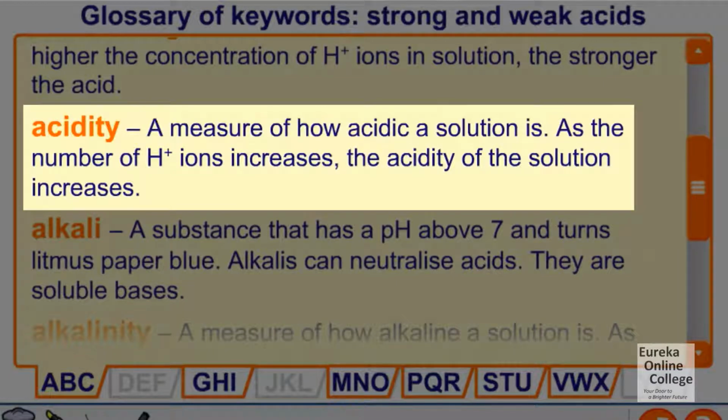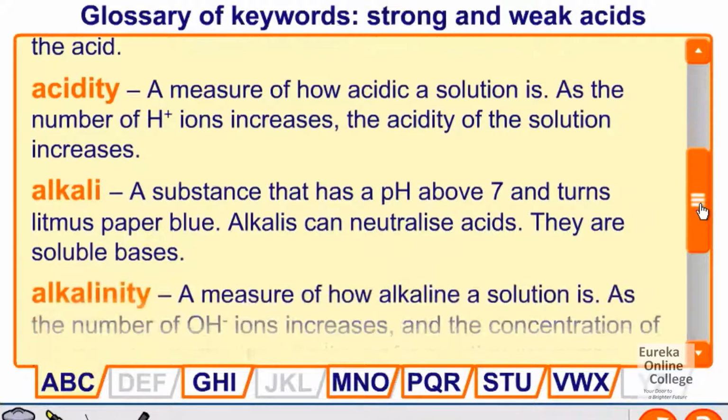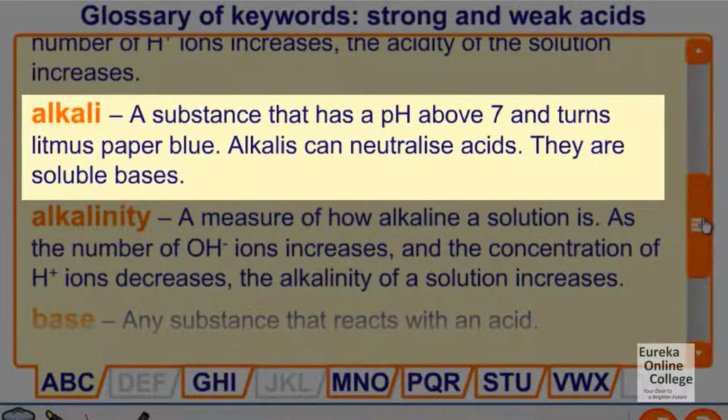So strong acids are obviously very acidic because they've got lots of H+ ions available, whereas weak acids are not as acidic, so they have a higher pH. So an alkali is a substance that has a pH above 7 and will turn litmus paper blue. They can neutralise acids and they are soluble bases.